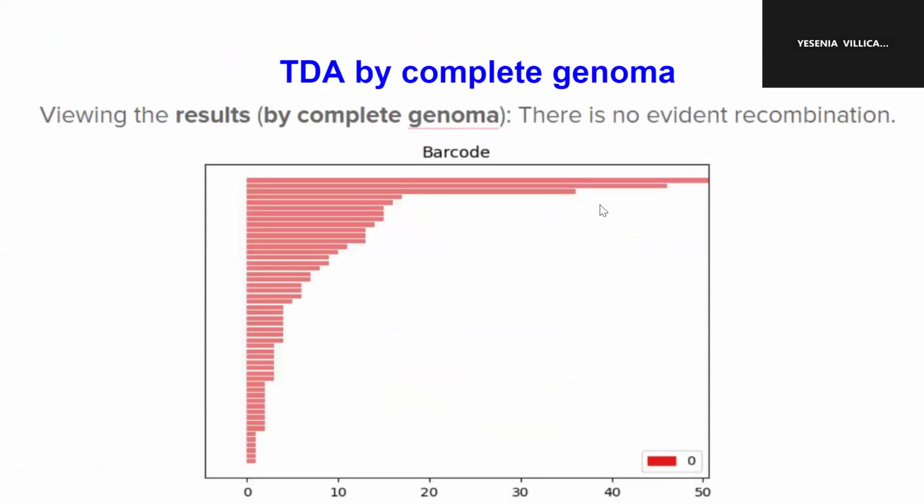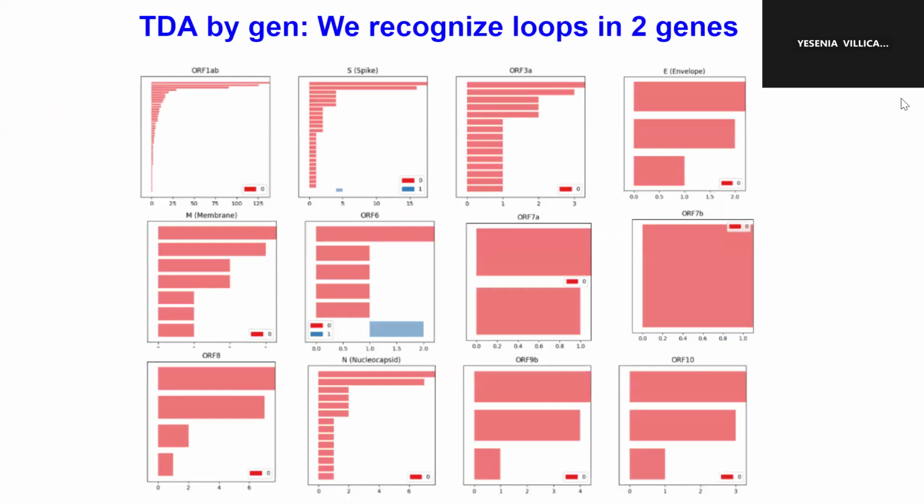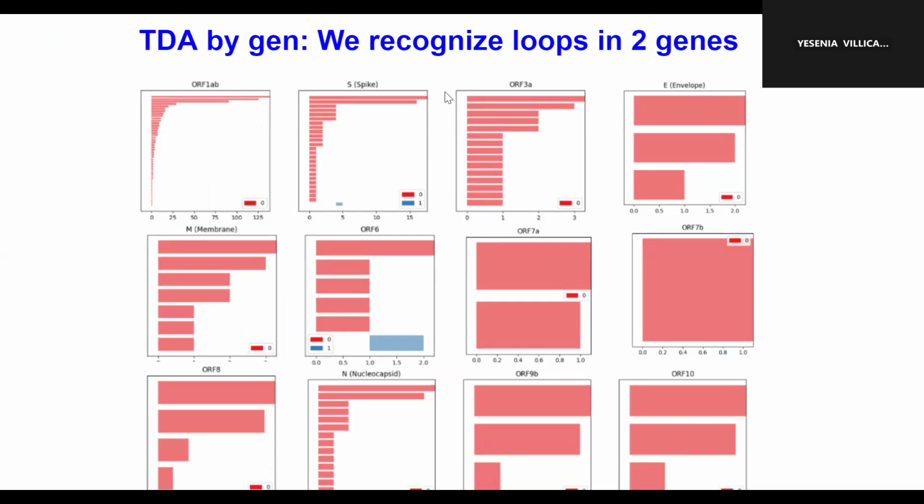Then applying TDA to the complete genome was not successful, as no evidence of recombination appeared. However, we believe this is due to the imbalance in the number of nucleotides contained in each gene. For this reason, we decided to apply TDA to each of the 14 genes separately. Indeed, when applying TDA to the genes, we recognize loops in two genes. One of these is spike, the spike protein, and the other one is ORF6.